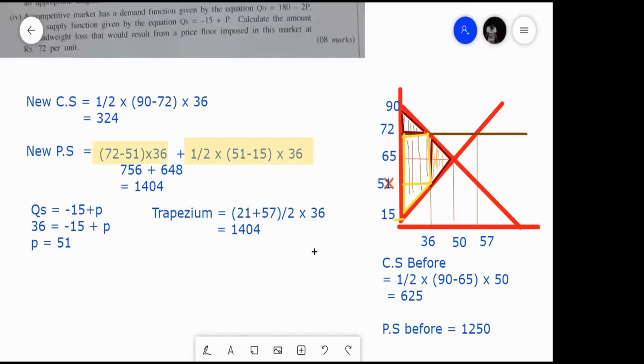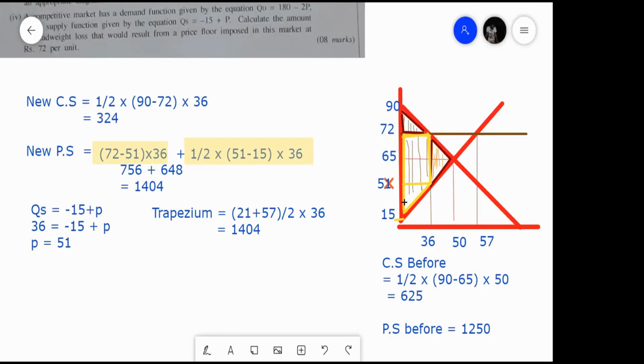Okay. Producer surplus after this minimum price. Yes, I don't have the answer scheme, so I don't really know. So the producer surplus after this minimum price has been imposed is this area, right? This entire area. There's a trapezium here. To find the area of this trapezium, there are two ways. You can find the area of the trapezium, or you can divide this into a rectangle and, let's say, this thing.